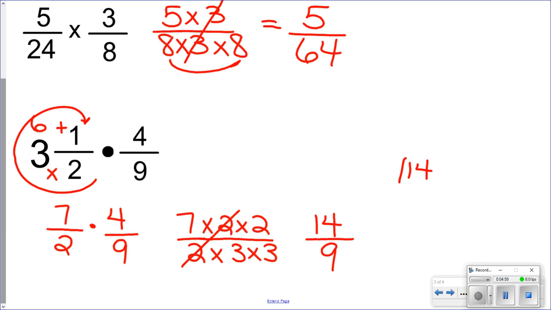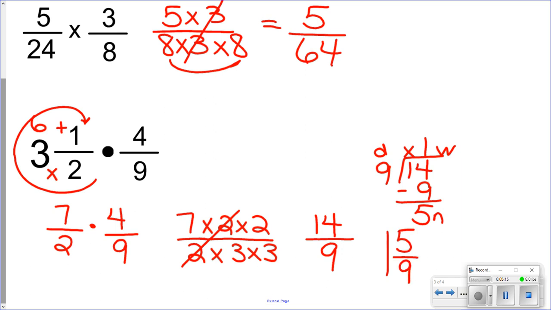So 14 divided by 9. 9 does not go into 1. 9 goes into 14 one time. Subtract, I get 5. I write my whole number, numerator, denominator. 1 and 5/9 is the product of 3 1/2 times 4/9.